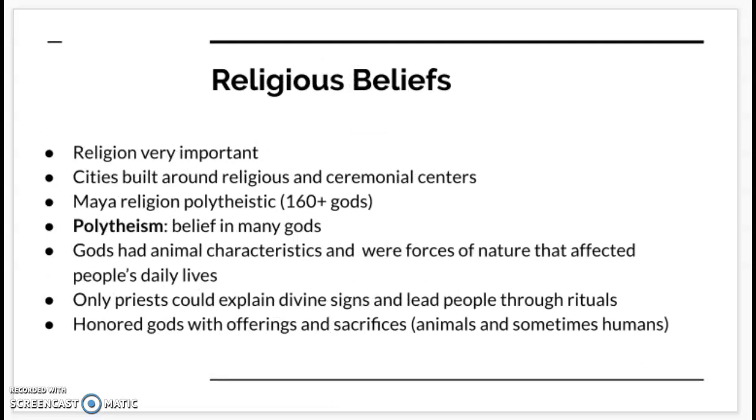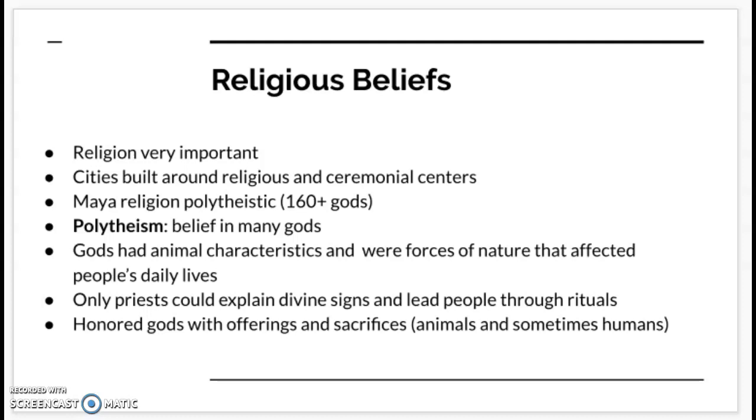So, religion was very important during this time. The cities were built around religious and ceremonial centers. The Maya religion, like I mentioned earlier, was polytheistic, so they had over 160 gods that they worshipped. So, polytheism is the belief in many gods. We've mostly talked about monotheistic societies so far this year.